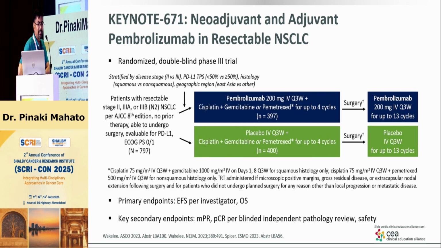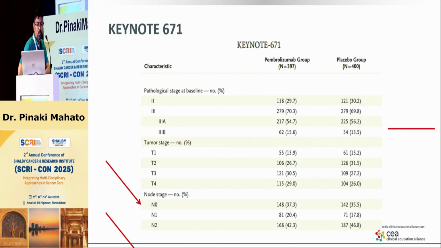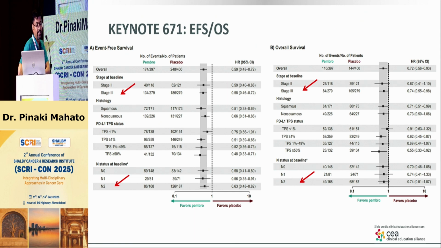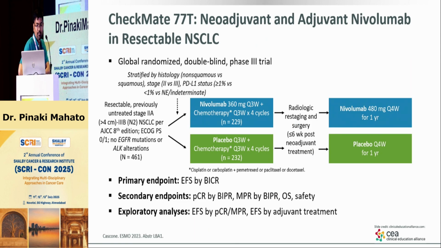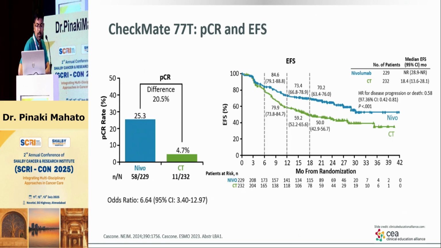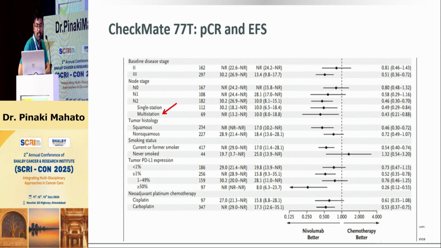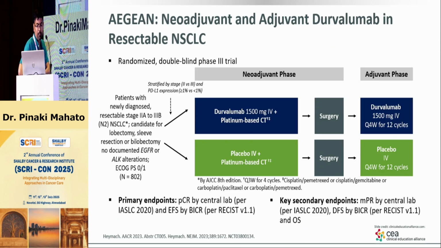So I think the same trials, Keynote 671, used Pembro in the same setting. Also, almost 40% of patients had N2 disease, and in the forest plot we can see that these patients also had a statistically significant benefit. Same for the perioperative nivolumab, that is the Checkmate 77T, where you see that N2 patients, almost 10 to 15% of patients were multistation, and they did benefit by adding this perioperative immunotherapy.